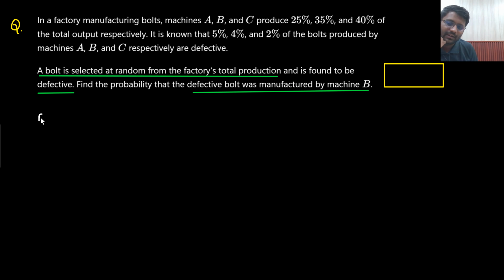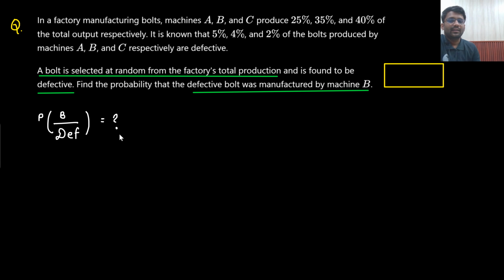So, the probability that the defective bolt was manufactured by machine B, given that when you have selected a bolt, it was found to be defective. The bolt has been found to be defective, then find the probability that it is coming from B. This is what you are supposed to find out.